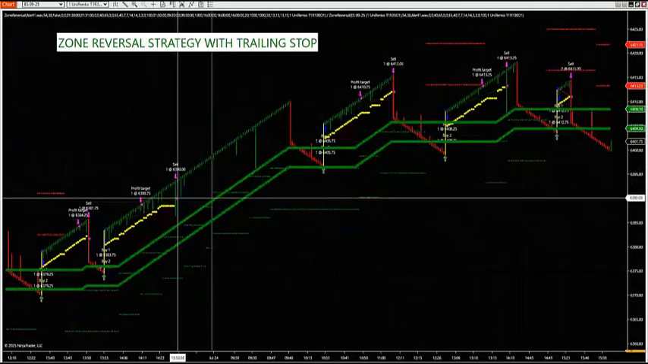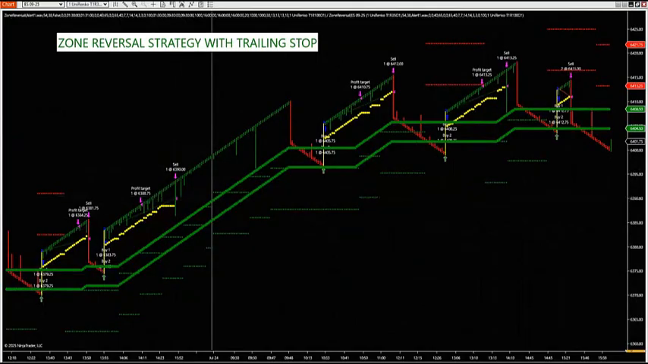So this comes with the indicator and the strategy. You can run the indicator by itself. You can run the strategy by itself. The idea is to look for the zones for reversals. That's what it's stalking.